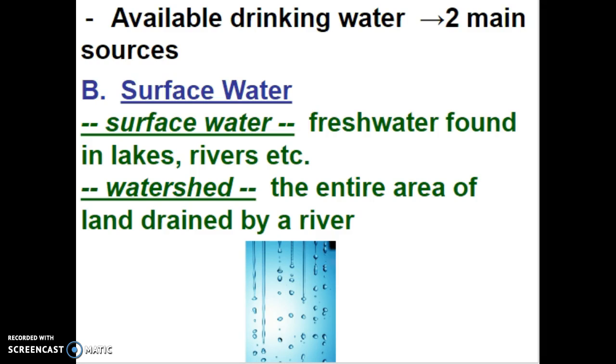We can also take a look at what's called the watershed, which is the entire area of land that's drained by a river. And so all of the creeks and streams and smaller tributaries will flow into one main watershed. For example, the majority of the United States is in the Mississippi River watershed, of which, of course, Minnesota is a part of. So our surface water resources come from the Mississippi watershed.